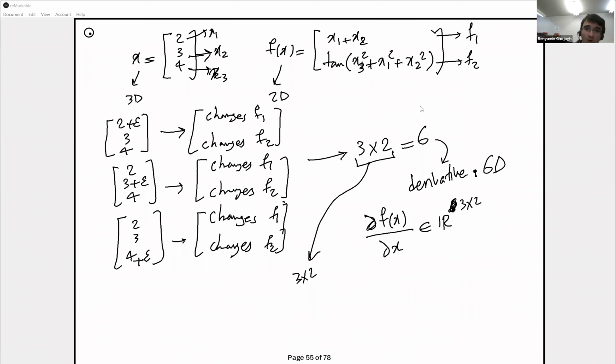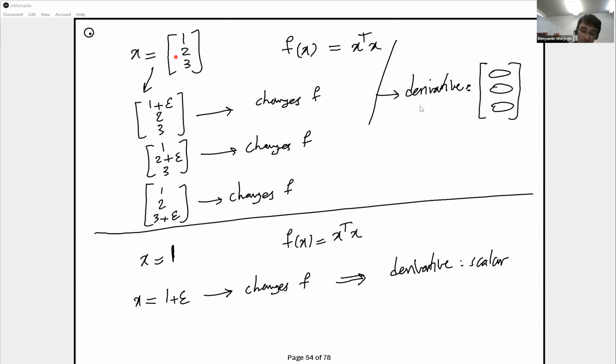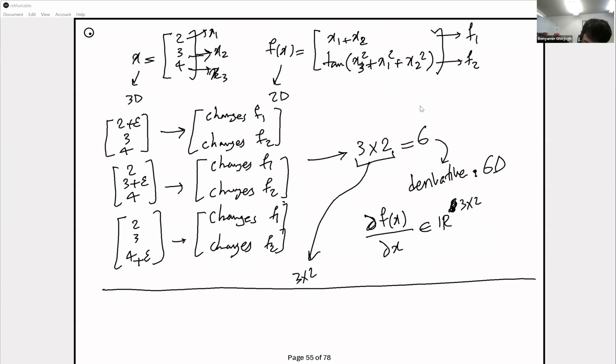The derivative of a vector with respect to a vector is a matrix. Rows for the vector of input, columns for the vector of output. Now you tell me the derivative of... So here we had the derivative of a scalar with respect to a vector. We might have a derivative of a vector with respect to a scalar. This is an example.